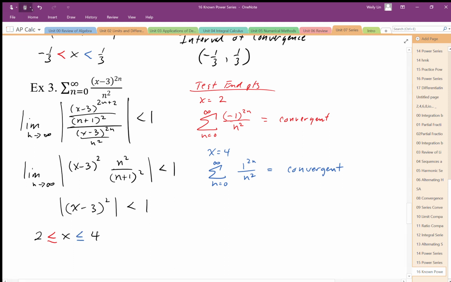So then we can make our final conclusion here. Our interval of convergence is going to include 2 and include 4 as our endpoints. So this is what we would call a closed interval.